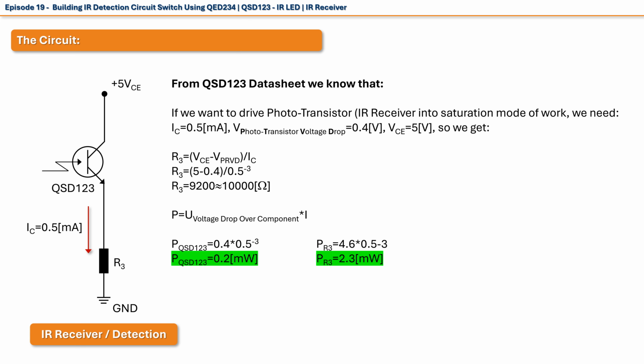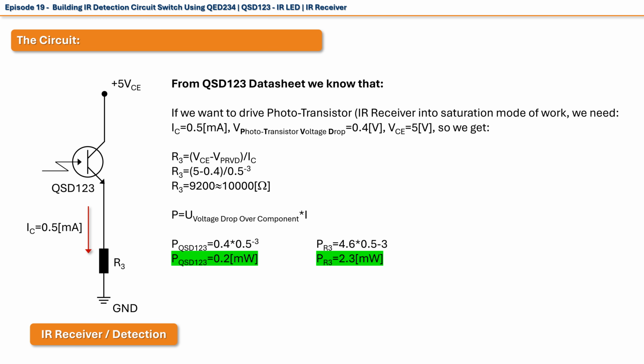From the datasheet we also know that when the phototransistor is in saturation mode, the voltage drop across the collector-emitter terminals is 0.4 volts. So, with all of this, by using Ohm's law we can calculate the value for current limiting resistor R3. We get a value of 9200 ohms, which is not a standard value for a resistor, so we go for the next best value, and that is a standard 10 kiloohms resistor. Also, a quick power dissipation calculation for both components gives us values of 0.2 and 2.3 milliwatts, for the phototransistor and resistor, respectively. Everything is well in the green.